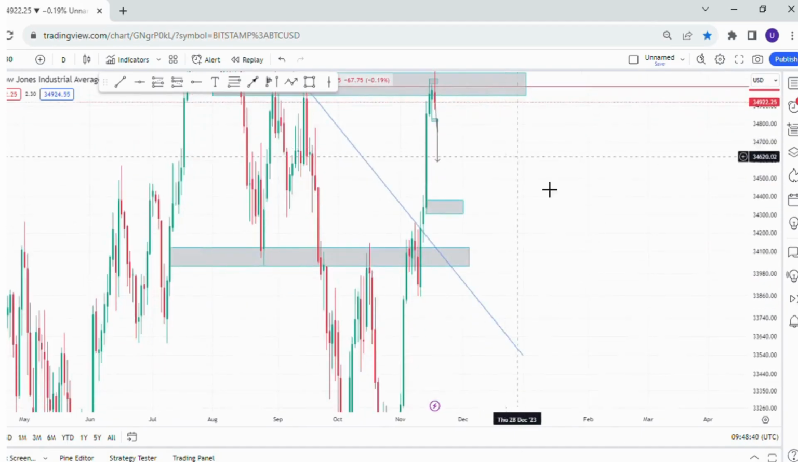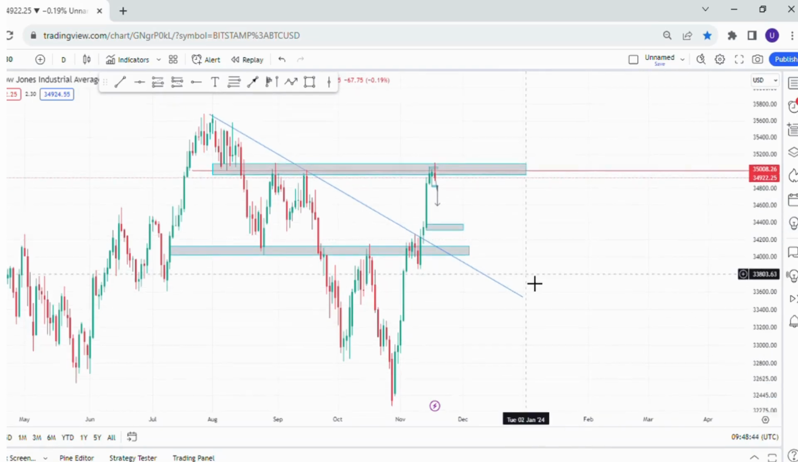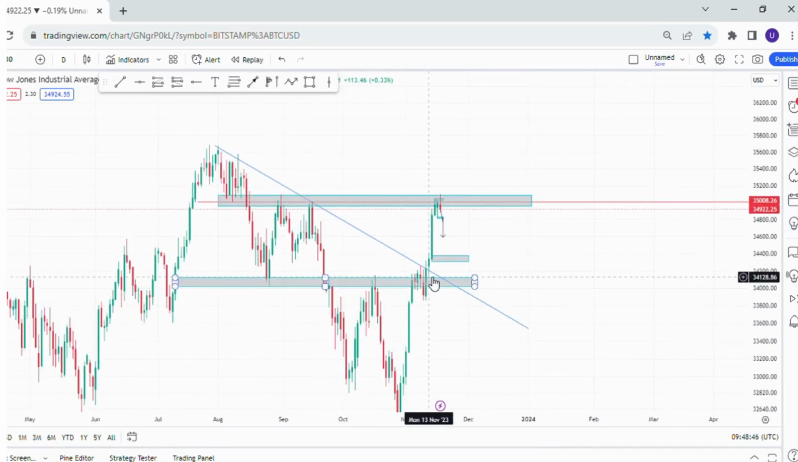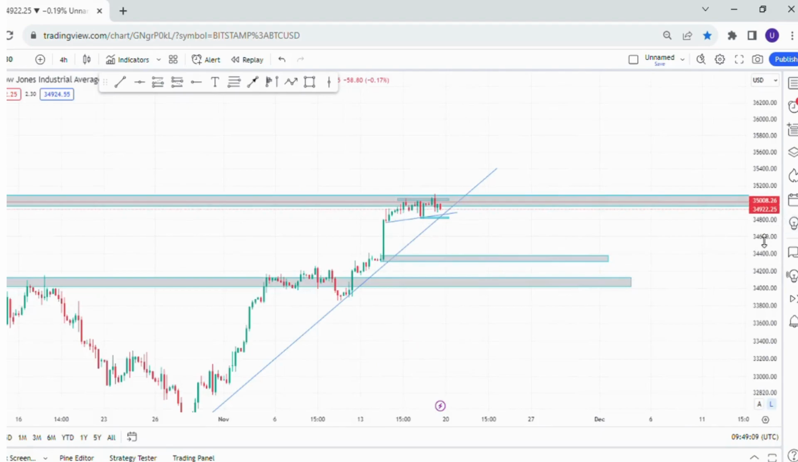Okay, this is US30. This is the daily time frame on US30. The market is on a resistance zone. Look at this zone, this bar here. The market is at a resistance zone, and as you can see, the market is currently reacting to that zone. Let's check the 4-hour time frame to see what the market is doing.